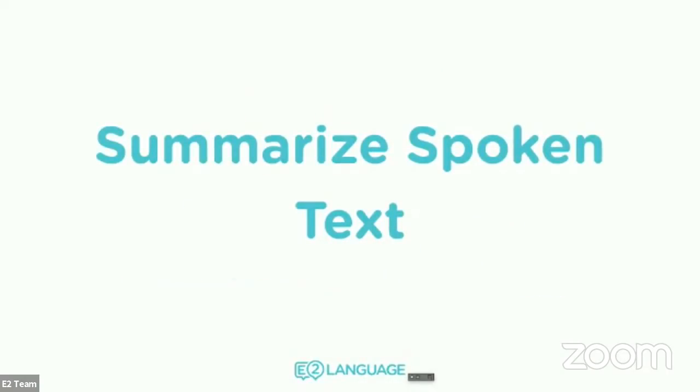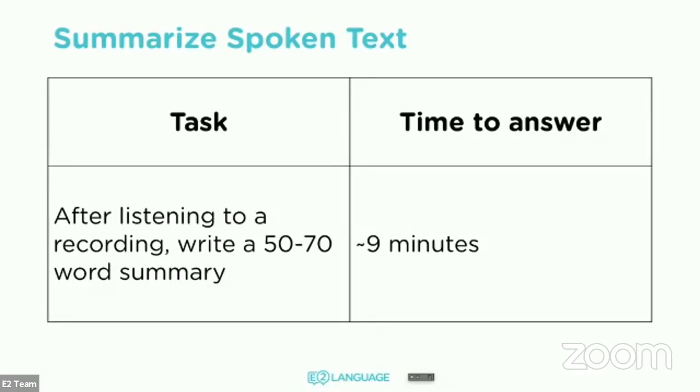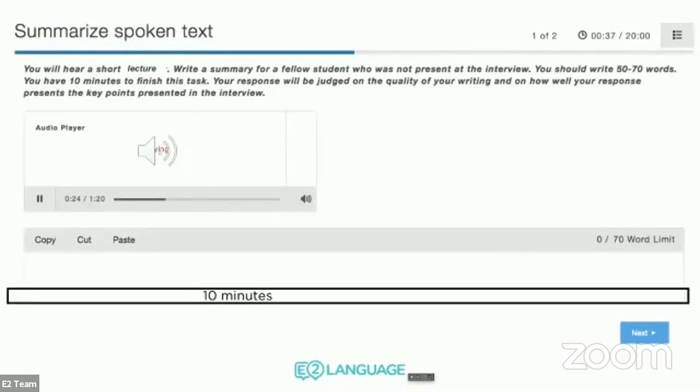All right, summarize spoken text. The first PTE listening task is this. After listening to a recording, either a lecture or an interview, you write a 50 to 70 word summary. You'll have around 9 minutes to do this. In fact, you have 10 minutes, but the lecture actually takes time away from your writing. So it's around 9 minutes. Here we go. You have 10 minutes.